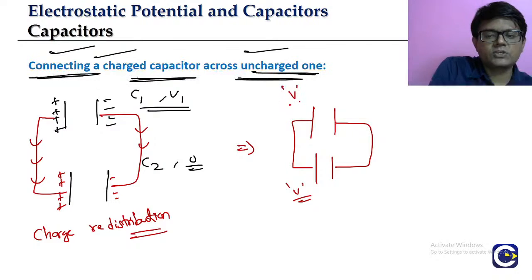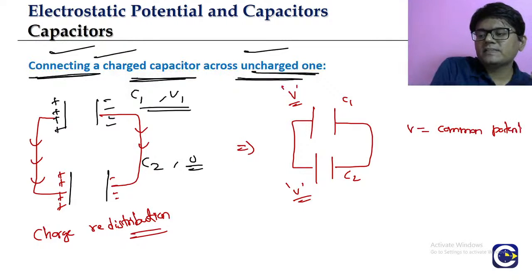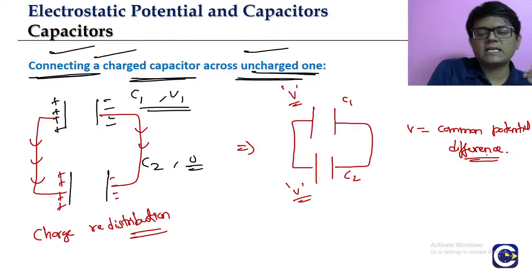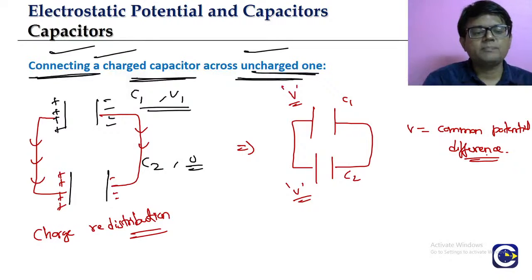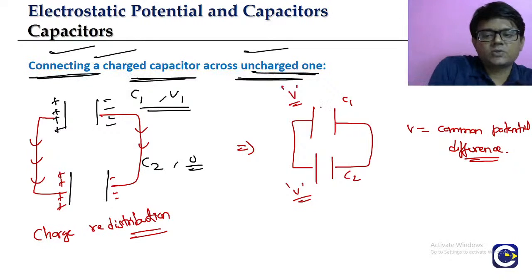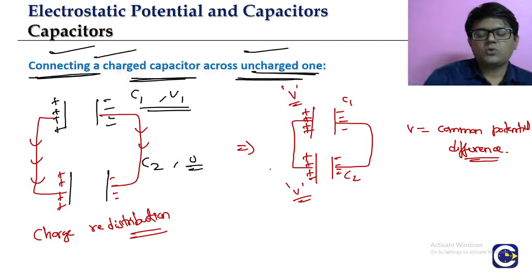அதோட value V ன்னு வெச்சுக்கோங்க. What is V? V is the common potential difference. அப்படிதானா? Because charge transfer will keep happening till both the capacitors have the same potential difference. So the positive plate of this capacitor and the positive plate, they will be at the same potential. அந்த மாதிரி negative plate of this capacitor, negative plate, they will be at the same potential. Okay, அப்படினு வெச்சுக்கோங்க. Then look at it, what is going to happen?